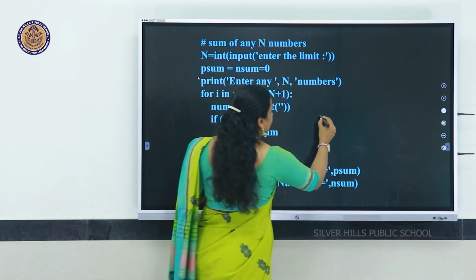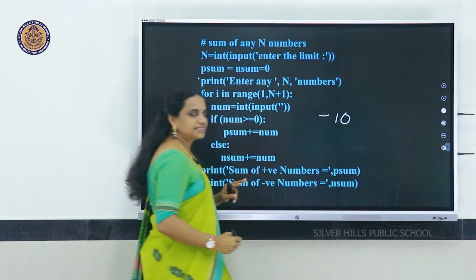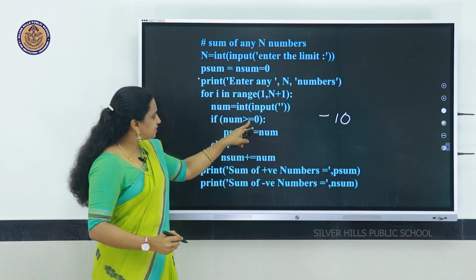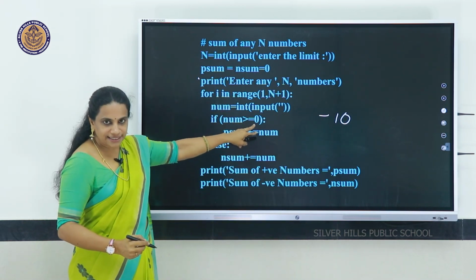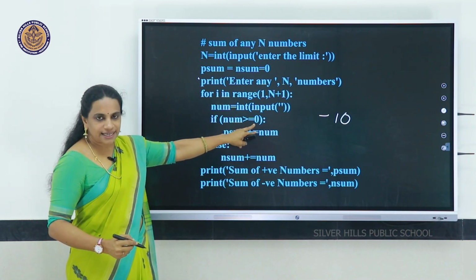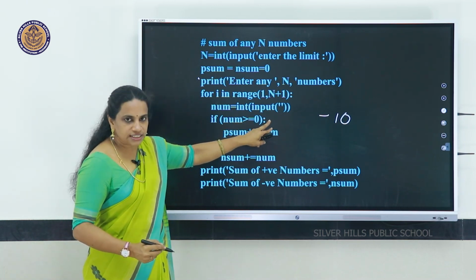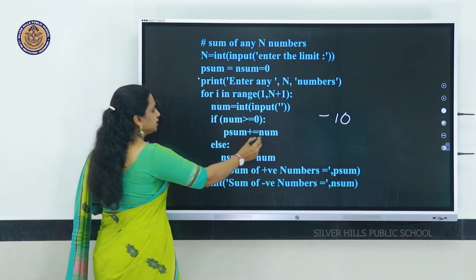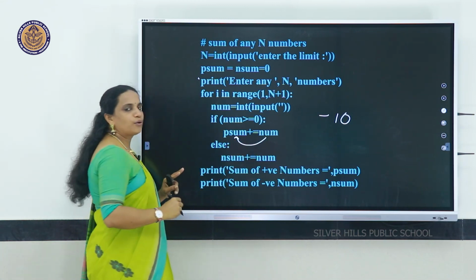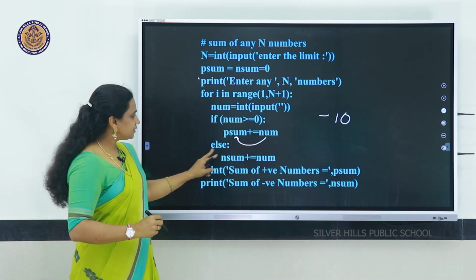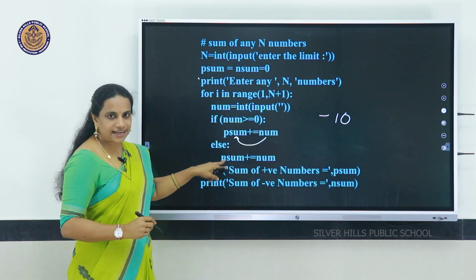Once you enter the number, suppose that I entered minus 10, immediately it is checking whether the number is greater than 0. What is it checking? It is checking whether the number is positive. If the number is positive, then it is added with the positive sum. Otherwise, the number is added with the negative sum.